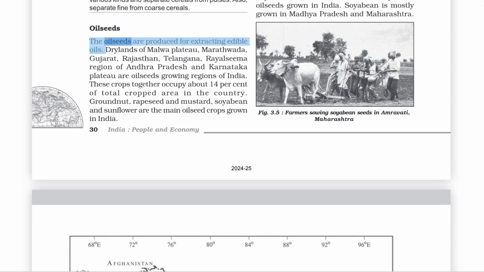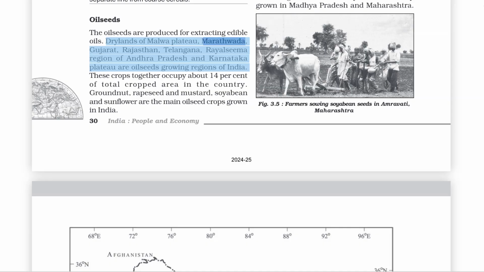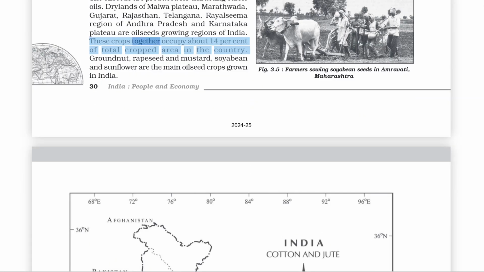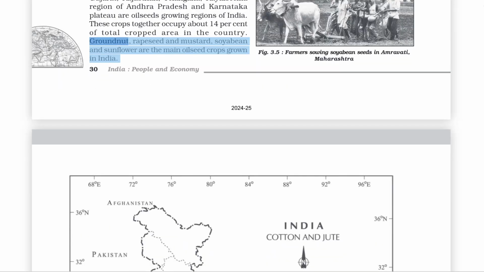Oilseeds. The oilseeds are produced for extracting edible oils. Drylands of Malwa Plateau, Marathwada, Gujarat, Rajasthan, Telangana, Rayalaseema region of Andhra Pradesh and Karnataka Plateau are oilseeds growing regions of India. These crops together occupy about 14% of total cropped area in the country. Groundnut, rapeseed and mustard, soybean and sunflower are the main oilseed crops grown in India.